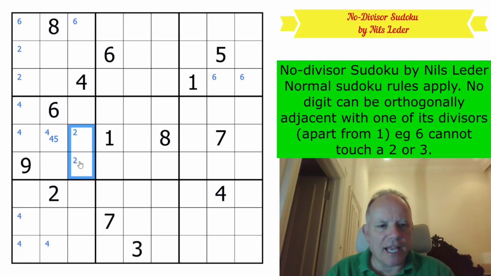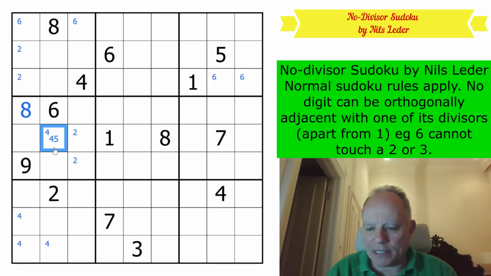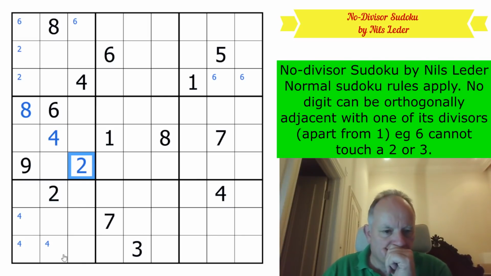Let me just check. 8, 2 is in one of those, so 8 can't be there. It can't be there, there. Yeah, that's 8 in box 4. And that means 4 can't now be next to it. So 4 is there, and 2 can't be next to that, and we've actually got a start. That's not 4. So 8 can't be there or there.